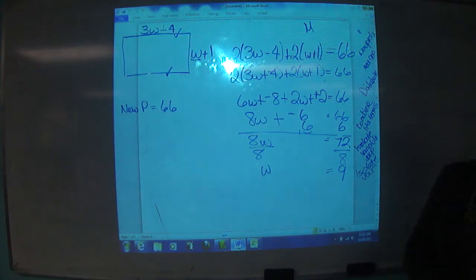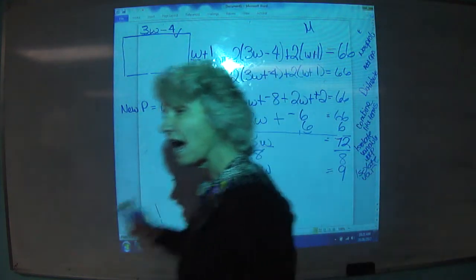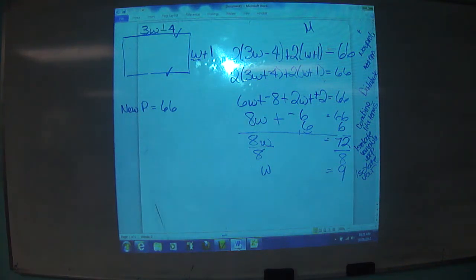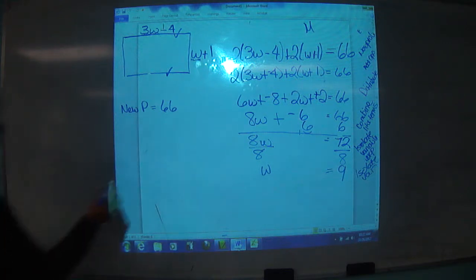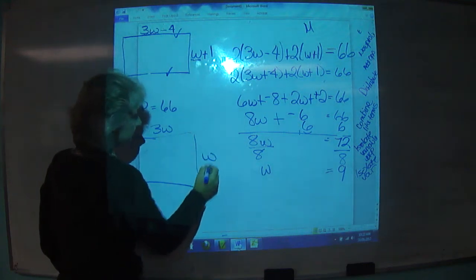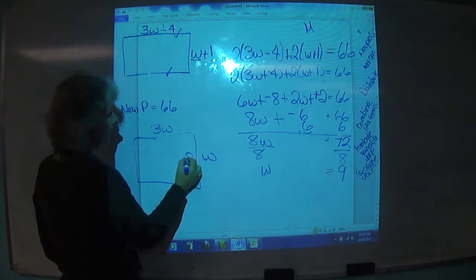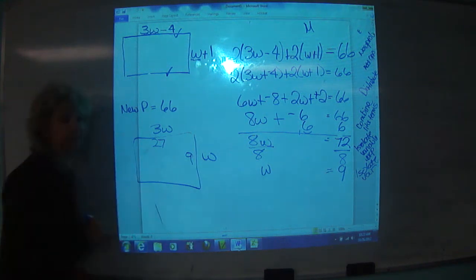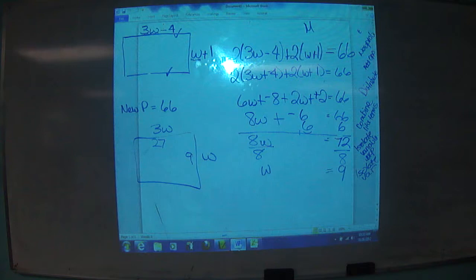Okay? We wouldn't have found the answer in our answer key, so we had to go back and see what we did wrong. We identified it, but we still haven't found the answer in our answer key. Why not? What's the question? Once we plug in the numbers, we still don't find it, because the question is, find the dimensions of the original rectangle. Our original rectangle was 3W and W. So what's the original rectangle? 9 by 27. So that answer is there for you.